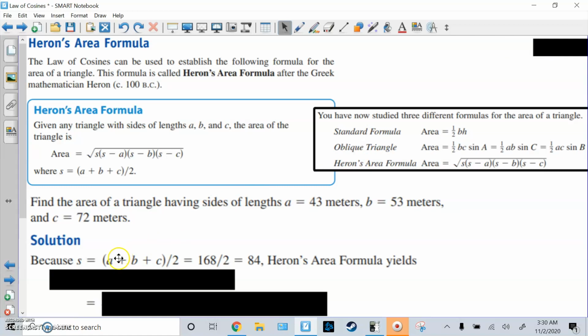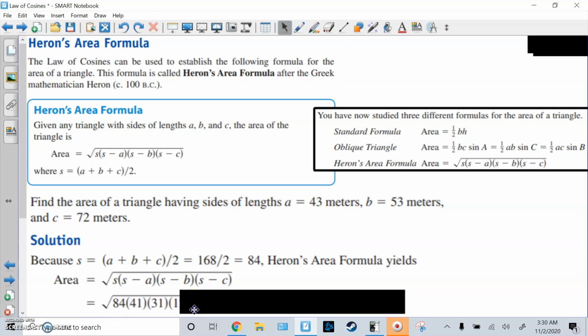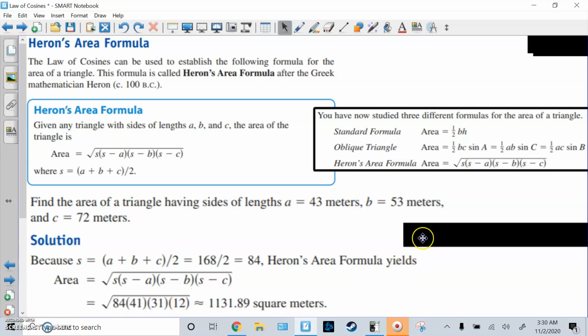We can find s: add all three sides, divide by 2, and get 84. Plug into the formula. Every s is 84. a is going to be 43. b is going to be 53. c is 72. They get this, comes out to that number. That's the answer.